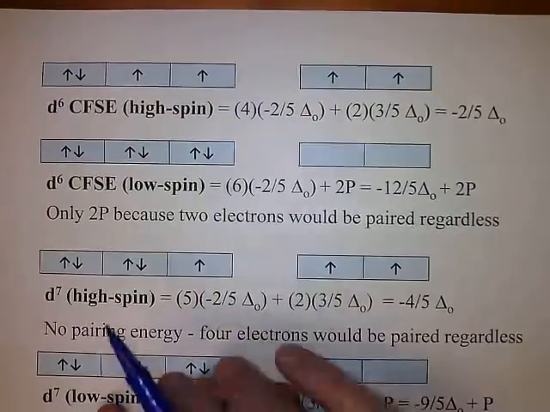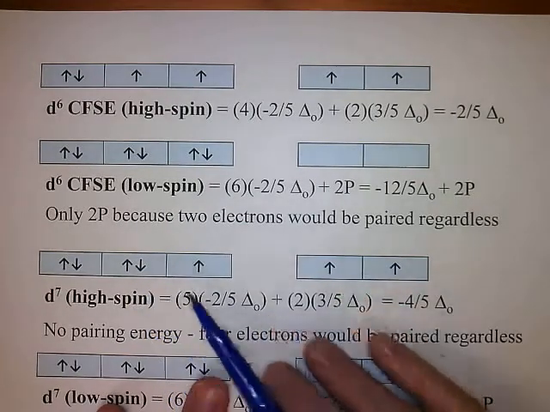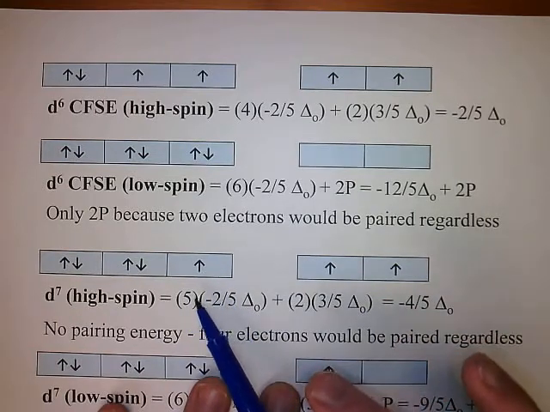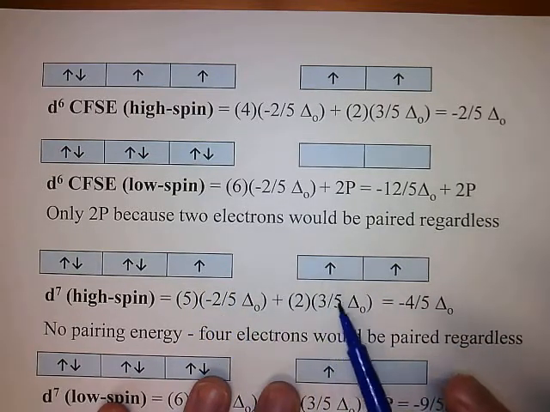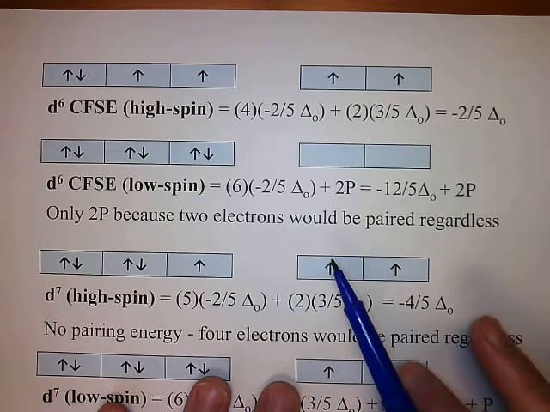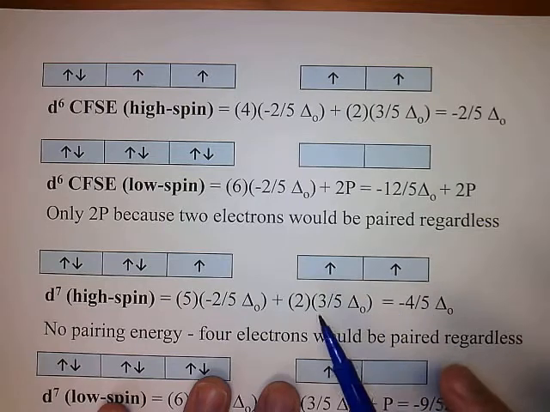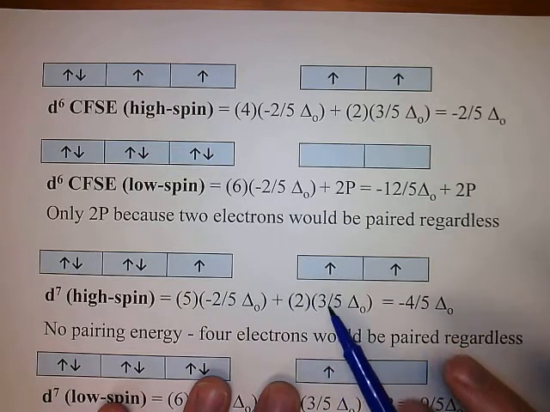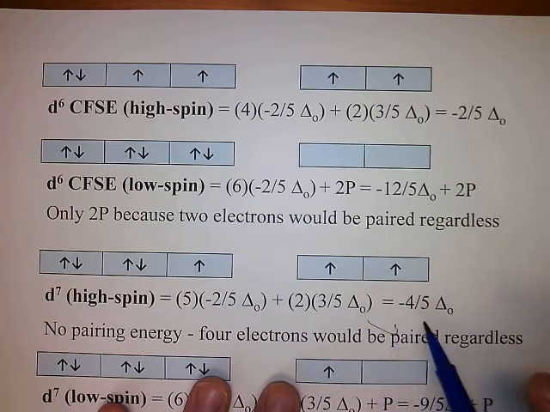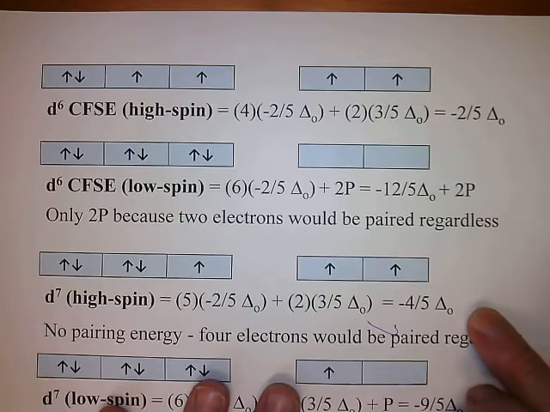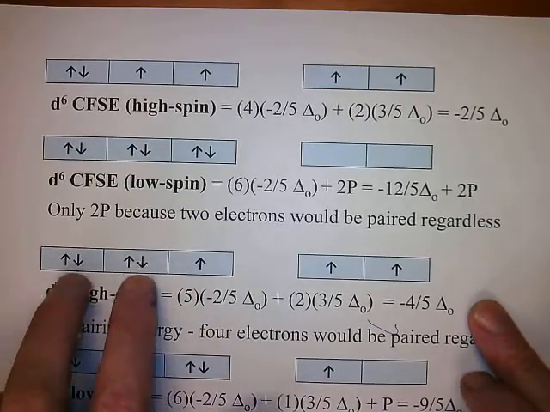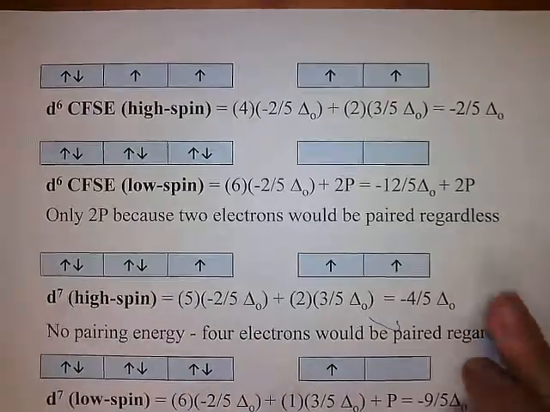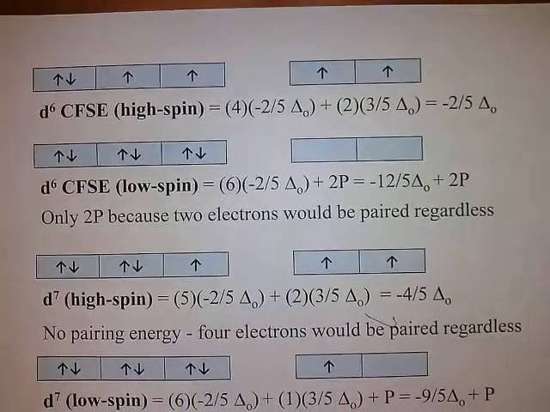So we go to the D7 case, high spin, right? So we're going to have 1, 2, 3, 4, 5 electrons that are lowered by 2/5 of field splitting, plus 2 that are raised by 3/5 of field splitting. So let's see, minus 10/5 plus 6/5 is minus 4/5, and we don't have to supply a pairing energy. Why? Because we would have had to pair these up anyway, regardless of the splitting. We would have had to have paired electrons anyway.